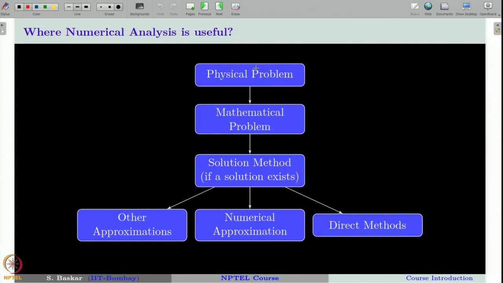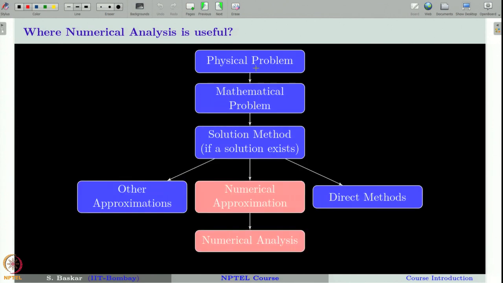When you talk about approximations, there are two levels of approximations. One is the approximation to the model itself, something like you have a nonlinear problem, then you linearize the problem, solve it, and somehow try to recover the nonlinearity later on. That is something like making the approximation to the model itself. And another approach is to devise some numerical methods to get approximate solutions to our mathematical problems. So, the second one is what we call the numerical approach. Once we are into this numerical approach, then we are into numerical analysis.